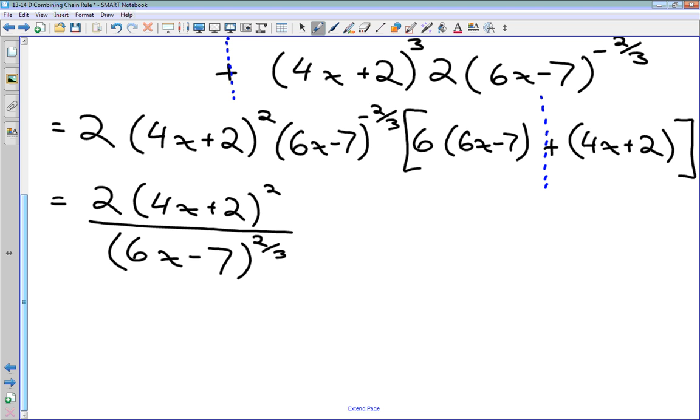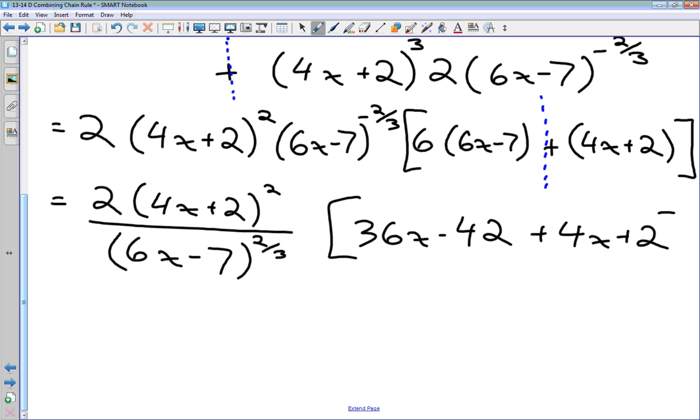Okay, you don't have to do that at this stage, but I'm just trying to save myself a little bit of space here. So in these square brackets, we want to expand and simplify. So 6 times 6x is 36x. 6 times negative 7 is negative 42. And we add a plus 4x plus 2.